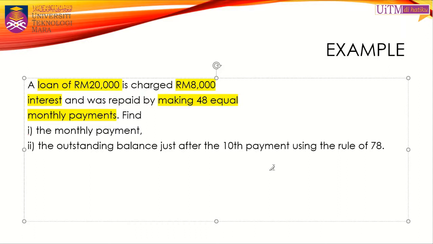The first question asks you to find the monthly payment. When you talk about the monthly payment here, it means that you are looking for the value of capital letter R. And the second one asks you to find the outstanding balance using the rule of 78, or in other words, finding the OPB. Okay, so let's look at how we can solve the problems.